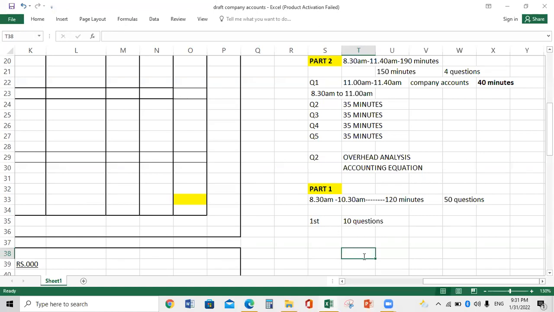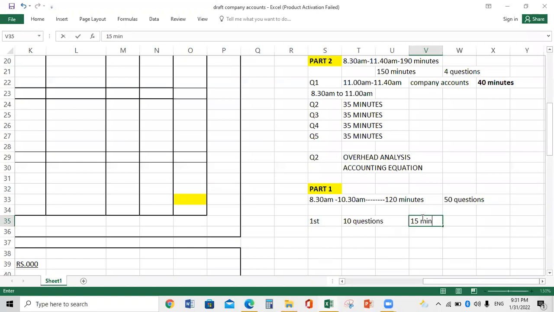Because, guys, usually the first 10 questions are easy. Compared to the last part, the first 10 questions will be a bit easy. So guys, try your best to finish the first 10 questions, maybe within 15 minutes if you can. Maybe 15 to 20. Try to finish within 15 minutes.